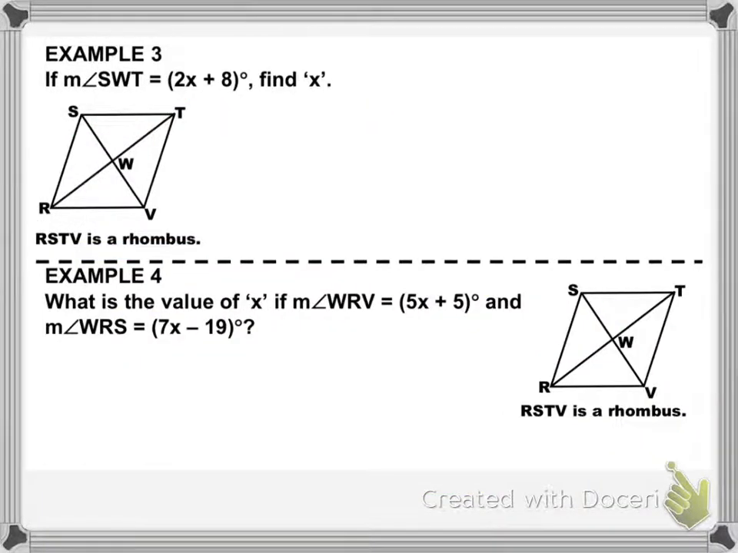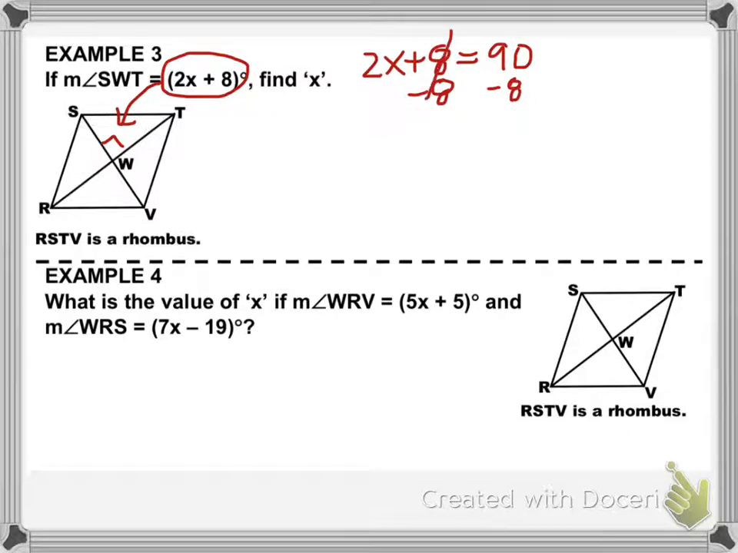All right, here are a few more. The measure of SWT, that's this angle here, which I know is 90 degrees, equals this expression 2x plus 8. So basically they're equivalent. So 2x plus 8 equals 90. And then you just solve. So to solve this equation, we're going to first move all our constants to the right side, since our x's are already on the left. So subtract 8 from both sides. We get 2x equals 82. And then we'll divide both sides by 2. And x equals 41.